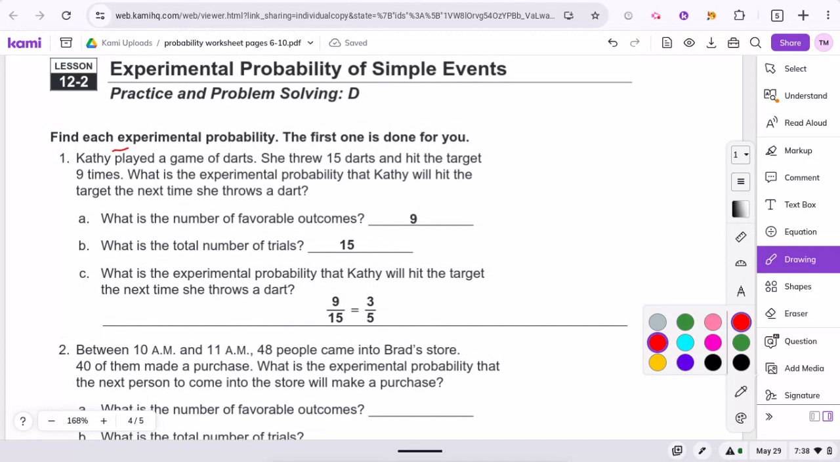Next one. Kathy played a game of darts. She threw 15 darts and hit the target 9 times. What is the experimental probability that Kathy will hit the target the next time she throws a dart? So 9 out of 15, right? 9 is favorable, the total number. And then like we've been doing on the previous ones, you can reduce this fraction, or you can also put it as a percentage. If you did the reduced fraction or the original fraction of 3 divided by 5, you'd get 0.6 or 60%. That would be the accuracy rate.